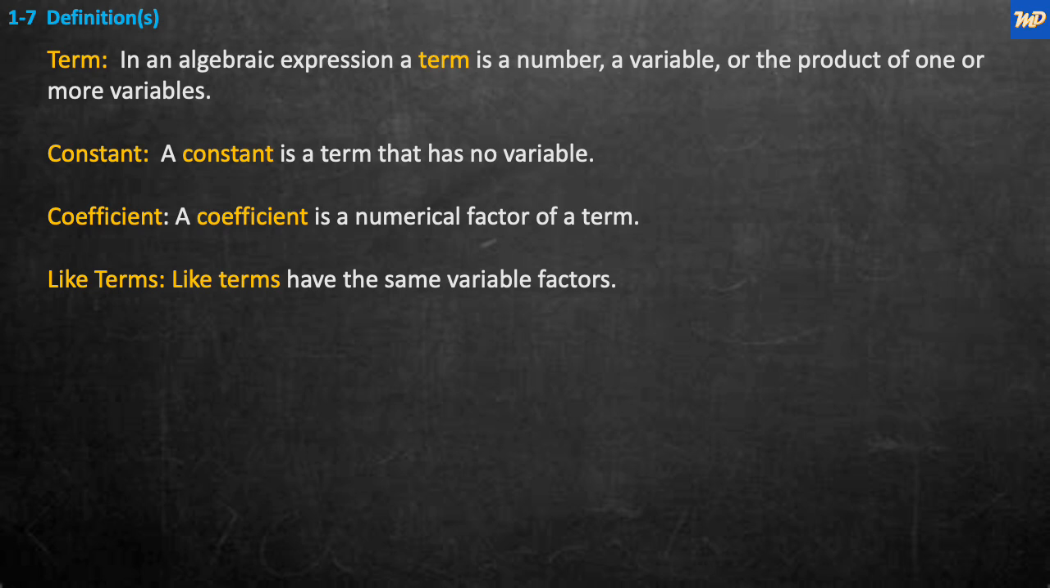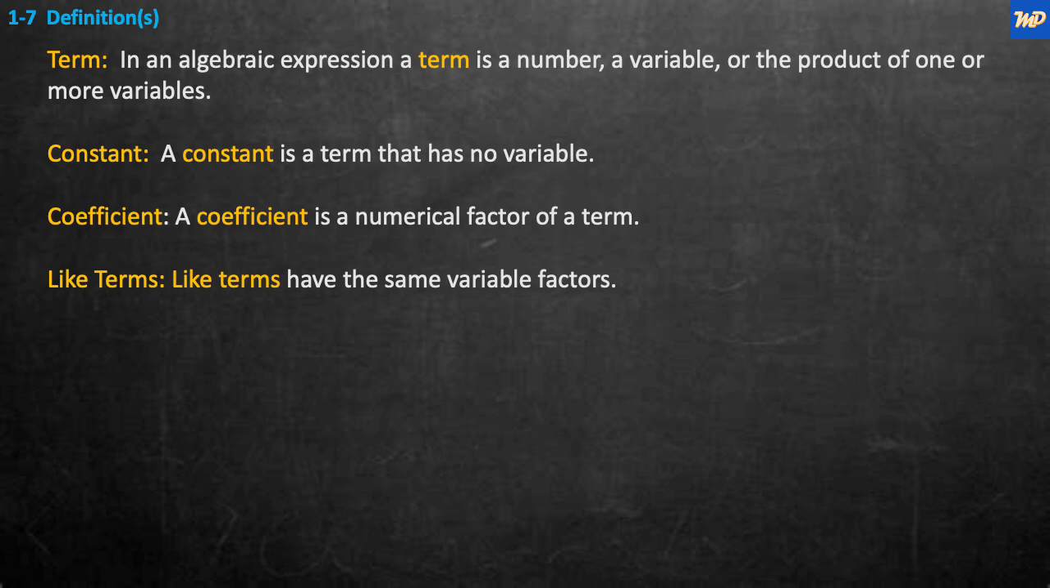Okay, so before we get into the meat of this review, let's go over some definitions. The first is a term. In an algebraic expression, a term is a number, a variable, or the product of one or more variables. A constant is a term that has no variable. A coefficient is a numerical factor of a term. And like terms have the same variable factors. That would be like 3a plus 5a. Those are like terms. The a's make them like. They're the same variable factors.